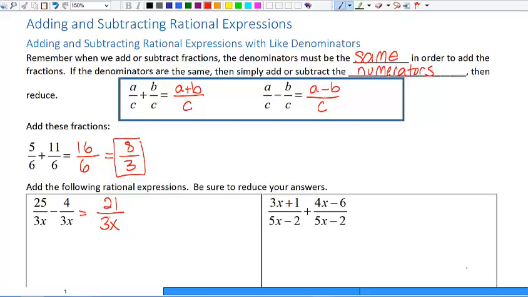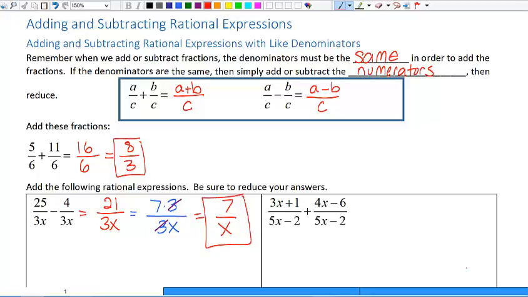Now, if it didn't reduce, I would be done. But notice that the 21 and the 3 both have a common factor. I could rewrite it as 7 times 3 over 3x. And the 3's divide out. And my final answer is 7 over x.